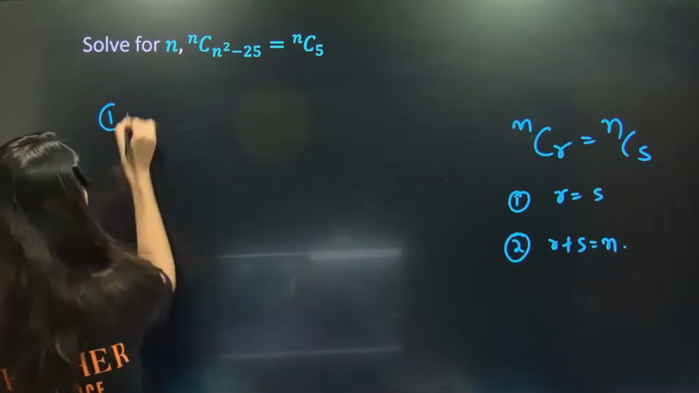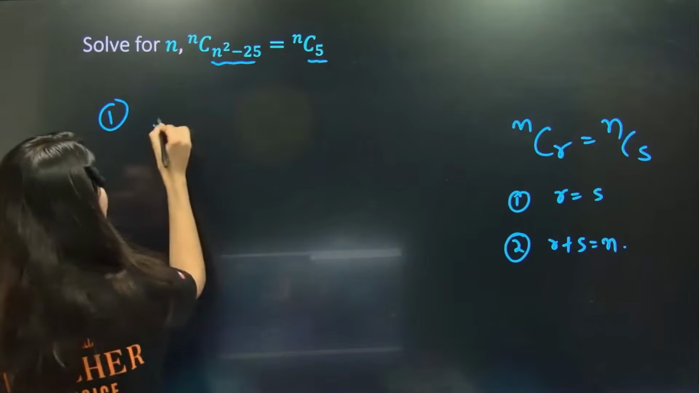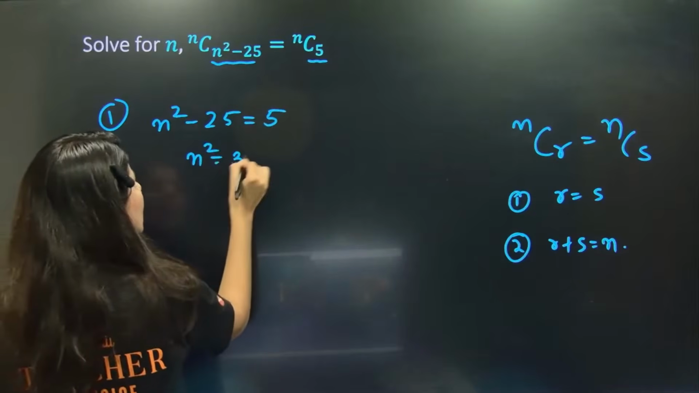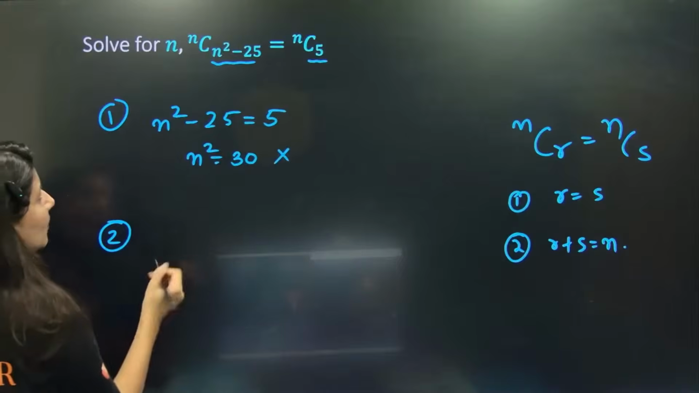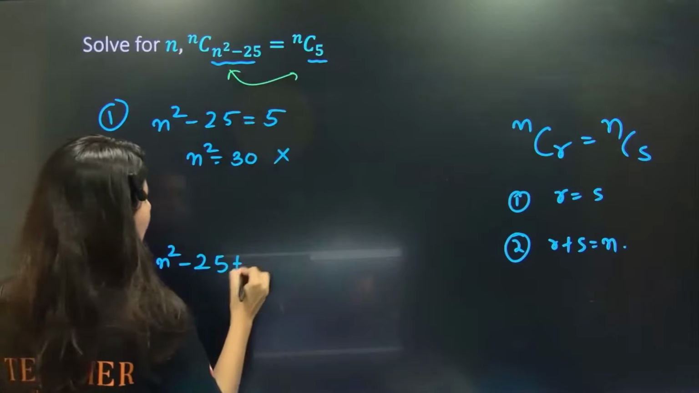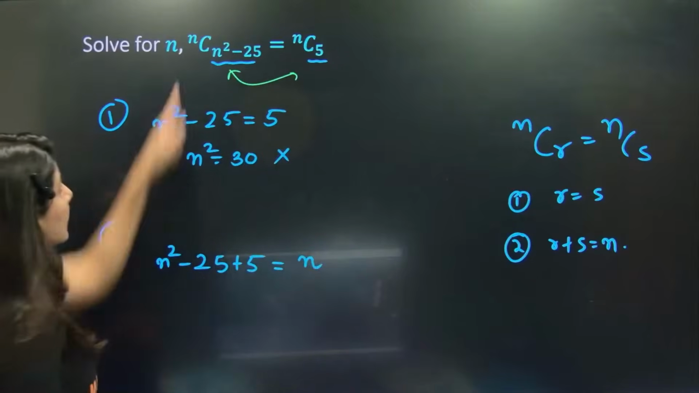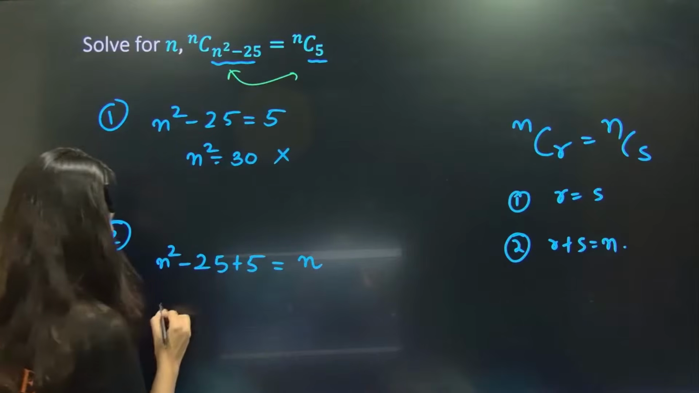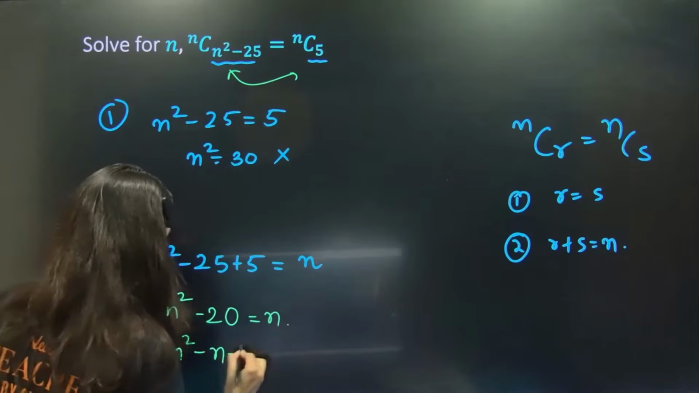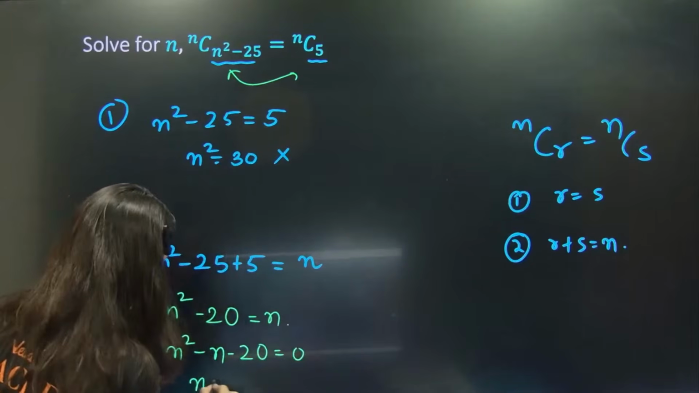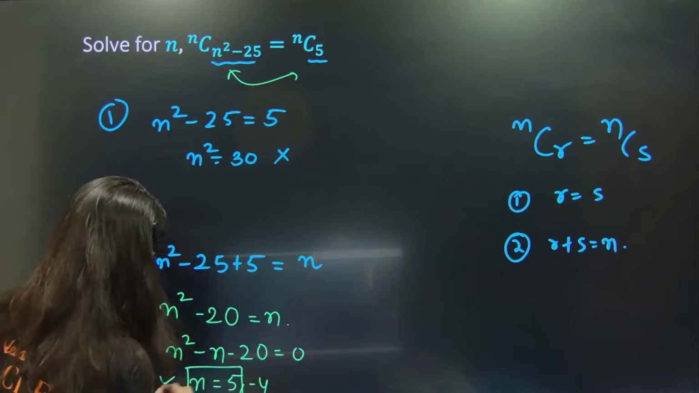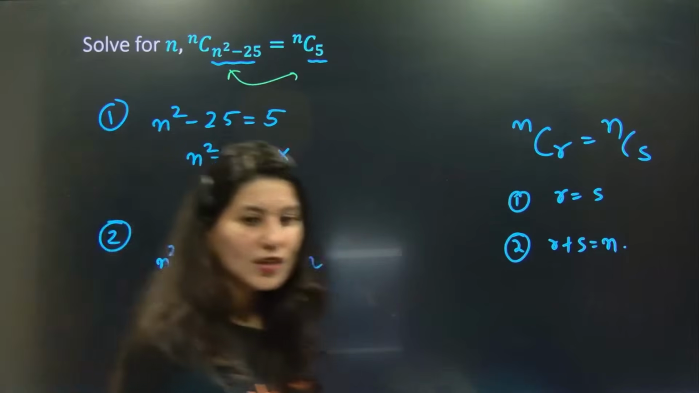So first case would be, ma'am, n square minus 25 should be equal to 5. But ma'am, n square equal to 30 is not possible. So what we can do is, basically, the sum of these two should give you n. So n square minus 20 is equal to n. So n square minus n minus 20 is equal to 0. n gives you 5 comma minus 4. So just 5 we will accept. Negative n we are going to ignore.